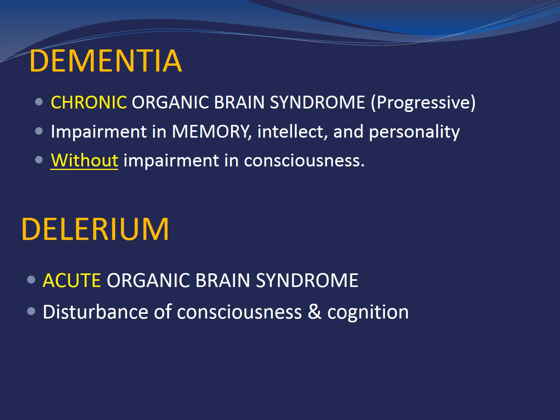Dementia and the delirium. Dementia is a chronic organic brain syndrome characterized by impairment in the memory, intellect and the personality without impairment in the consciousness. Delirium is an acute organic brain syndrome in which there is disturbance of the consciousness and the cognition.